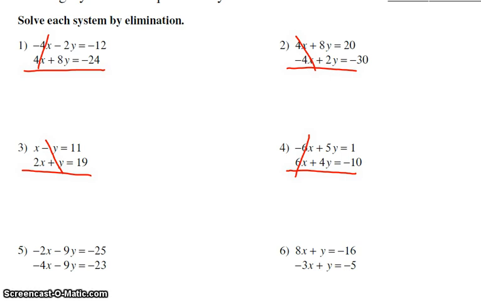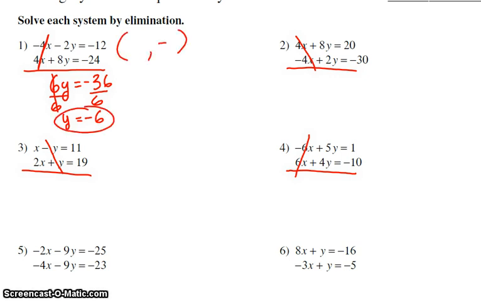Okay, we canceled out the x values because they're opposites. Now we're going to add straight down. Negative 2y plus 8y is 6y. Negative 12 and negative 24 is negative 36. Solve for y, and we get y equals negative 6. So we have the first part to our answer.